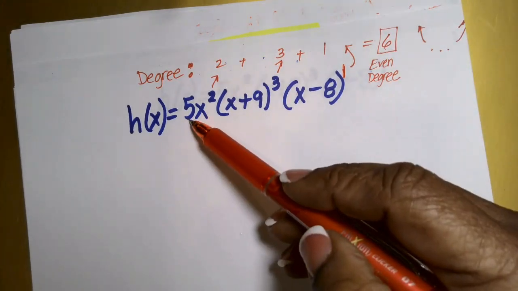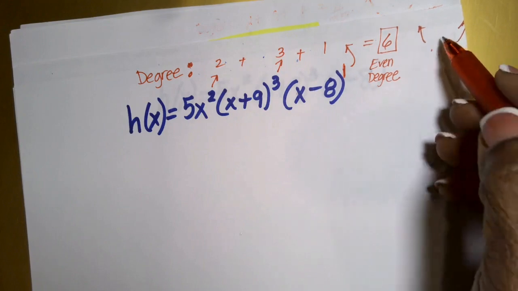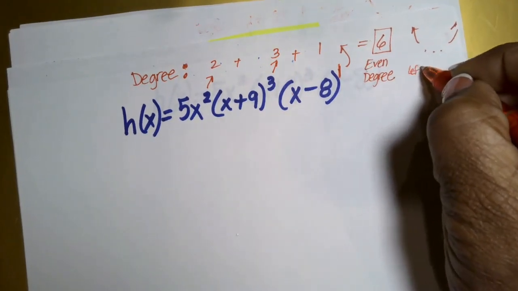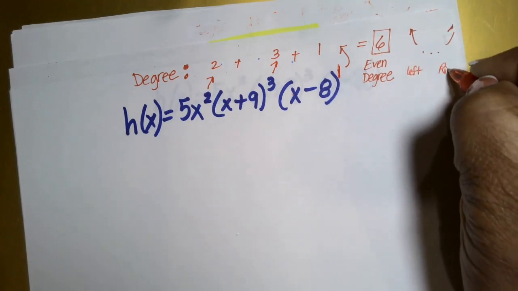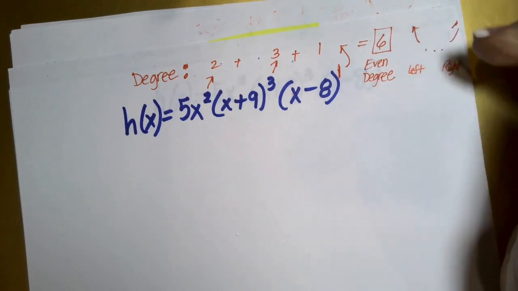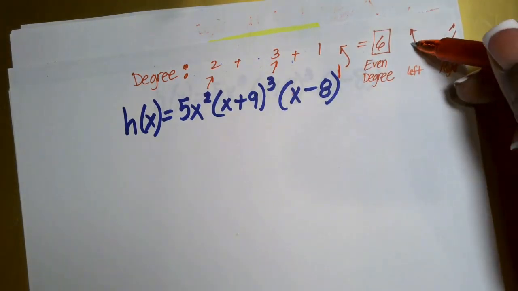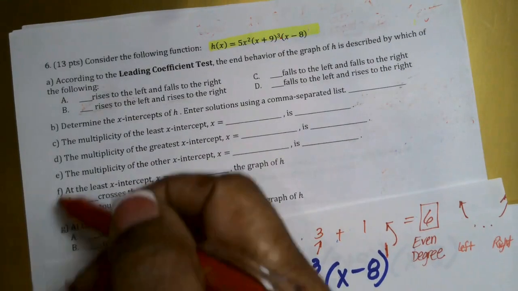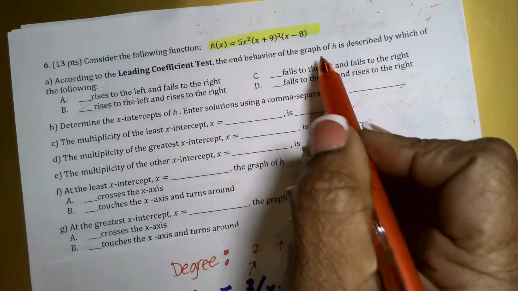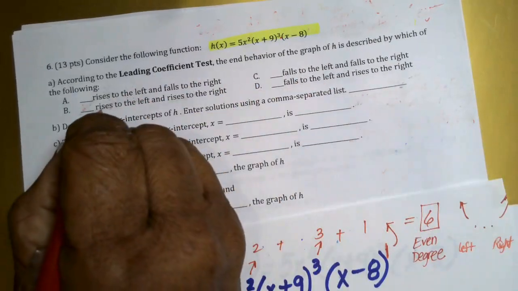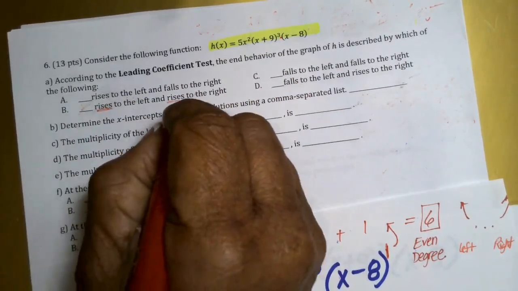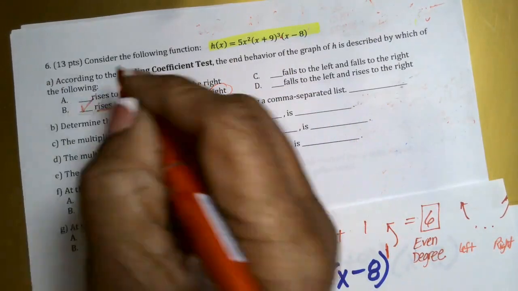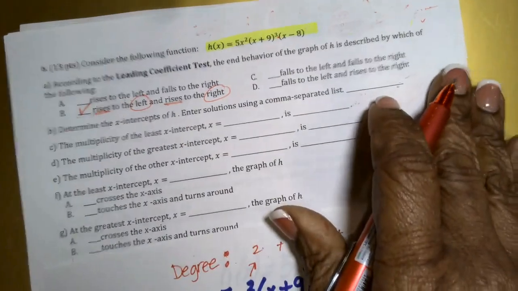So we have a positive leading coefficient and we have an even degree. So on the left end of this graph, as well as the right end of this graph, the end behavior rises. Rises on the left, rises on the right. So when we go to answer part A of our question, we're looking for options where it rises both to the left and to the right. So we would choose choice B.